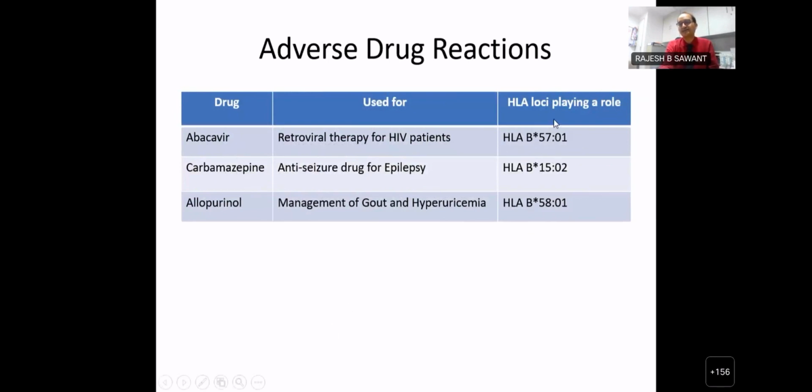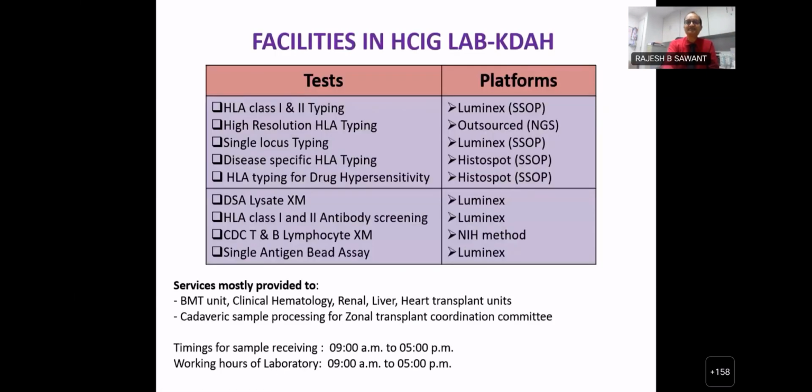And there you look at HLA-B5701, which plays a major role in hypersensitivity reactions to abacavir. Carbamazepine therapy: before you start that for epilepsy, you look at the presence of HLA-B1502. Or allopurinol, which is used for gout or hyperuricemia, you look for presence of HLA-B5801. So these are certain clinical applications of HLA typing.